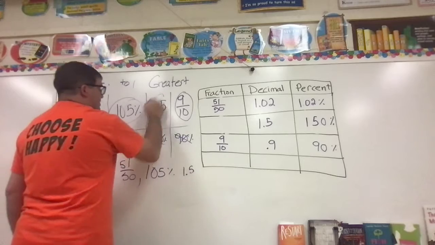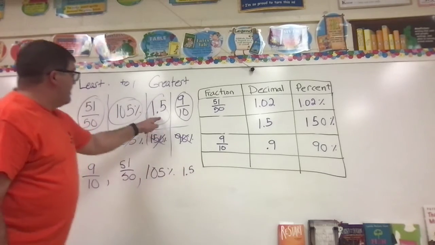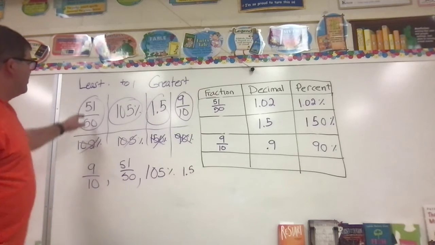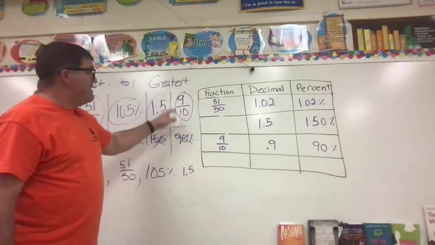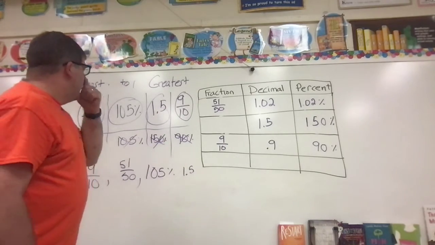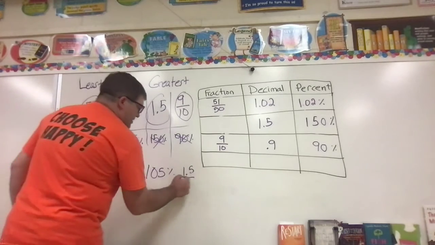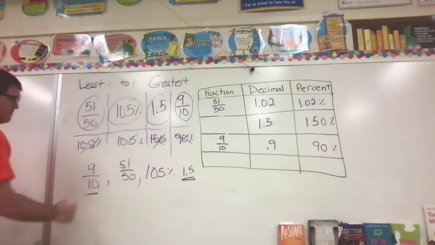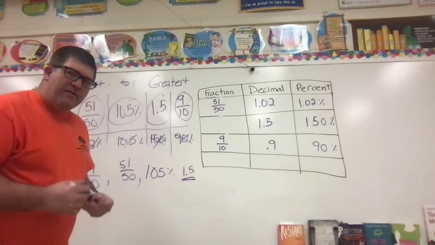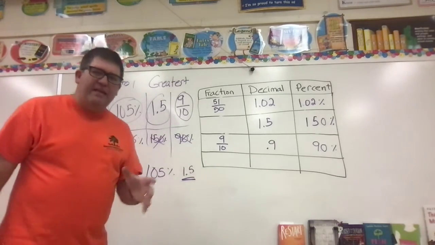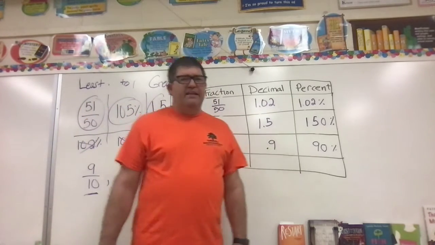That's 150%. Now it's interesting, I wouldn't have guessed that 1.5 was my biggest. I'm looking at 51 over 50, I'm looking at 105%, 9/10, that looks like a lot, but 1.5, that's my biggest. Greatest over here, least over here, and it goes in order. And the way you can find that out is by comparing the same things. And for me, percents. I like percents.